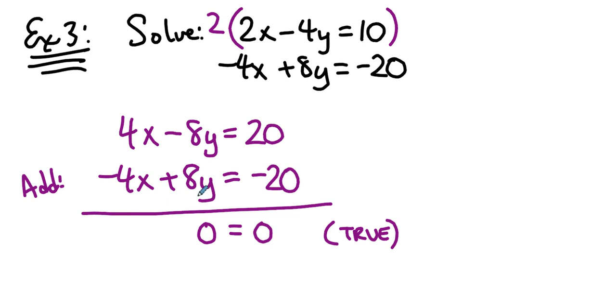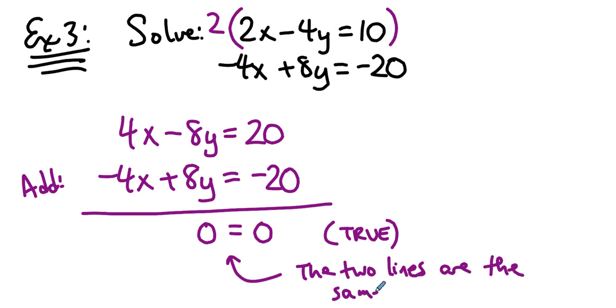Well, what does that tell us? This tells us that the two lines are the same line. If we had gotten an unequivocally false statement here, we would have concluded that the two lines are not the same line, they're parallel, they never cross. But when we get a statement that is unequivocally true, it means that these two lines are the same line.